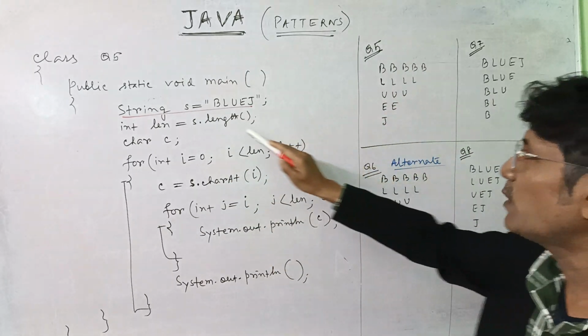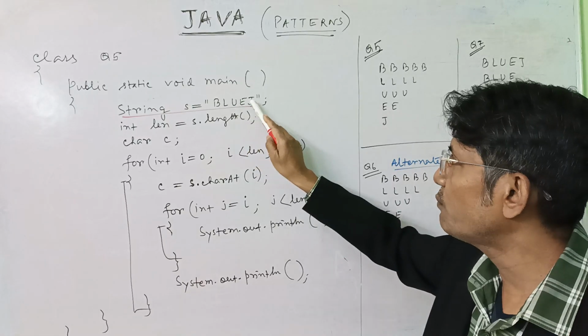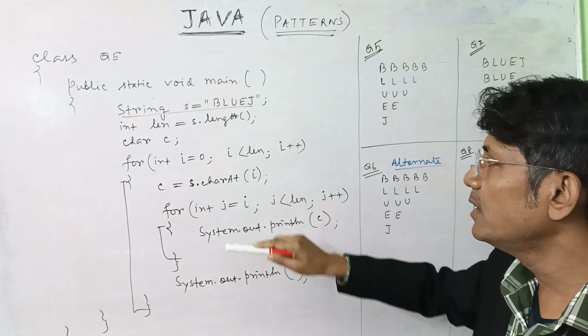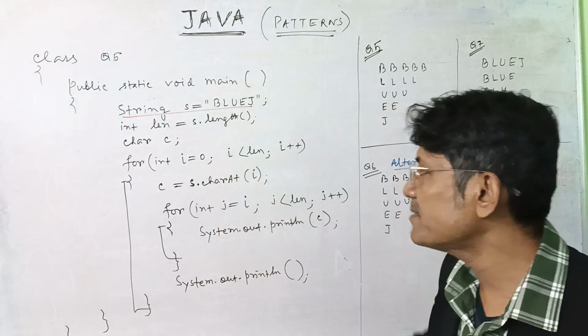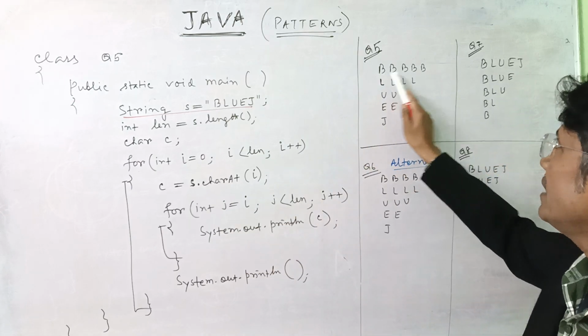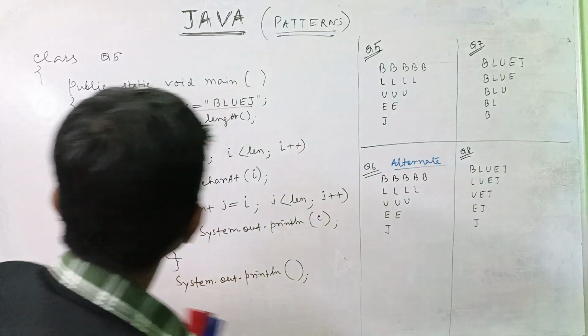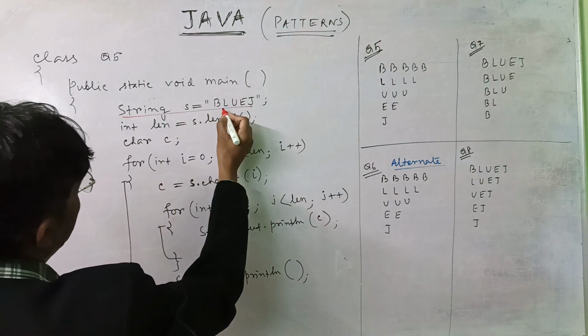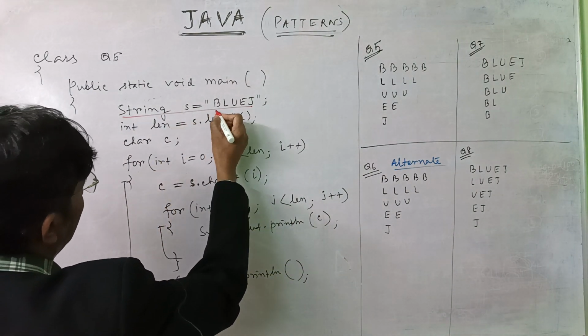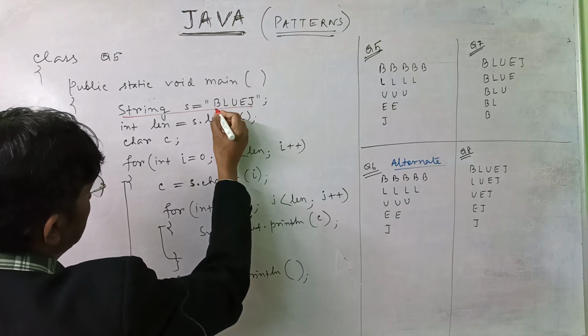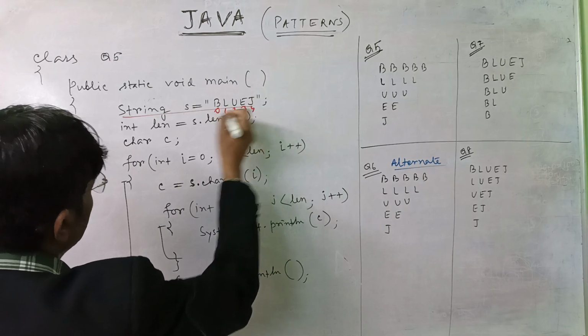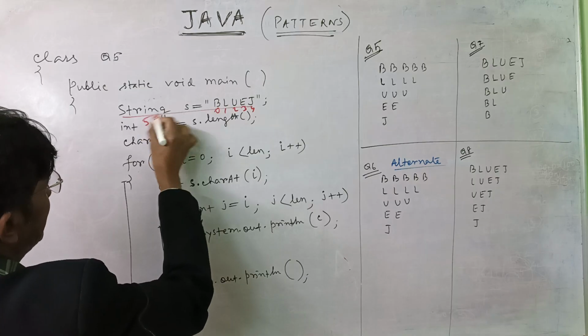1, 2, 3, 4, 5. So the length is 5. So the outer loop will work for 5 times. But the inner loop will reduce one by one. Let's see the first one. First let us calculate the length of blue jay: 0, 1, 2, 3, 4. So the length is 5 characters.